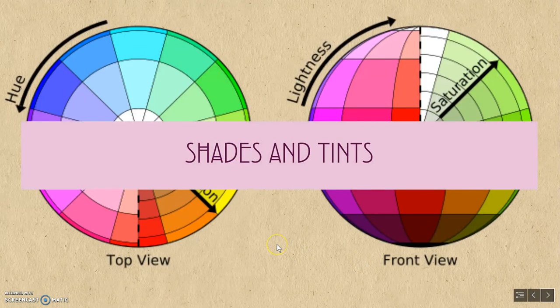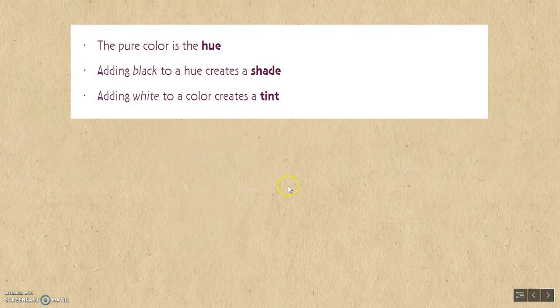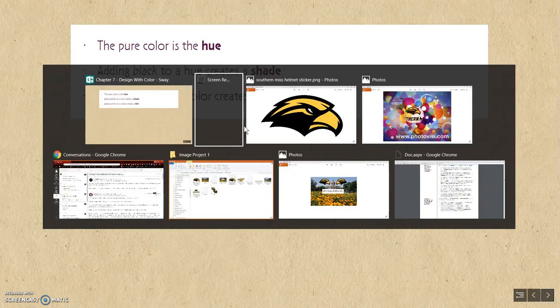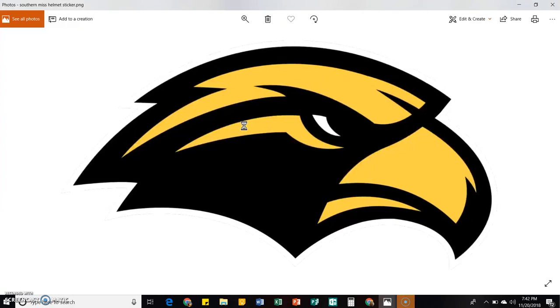All right, now we're going to look at shades and tints. Okay, a pure color is the hue. So those colors on the color wheel will be considered a hue. Adding black to a hue creates a shade, and adding white to a color creates a tint. Now, I'm going to shift away from this presentation and move over to a graphic.